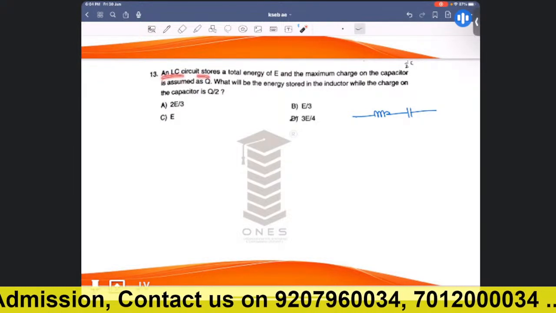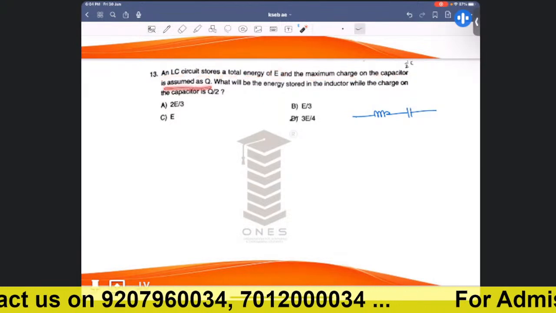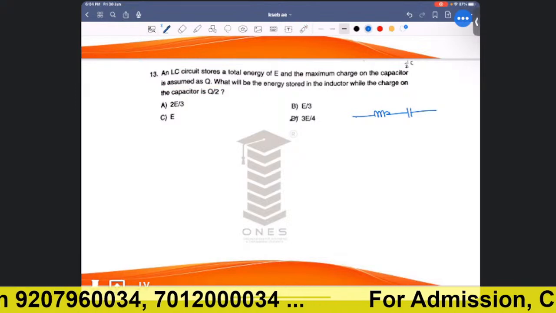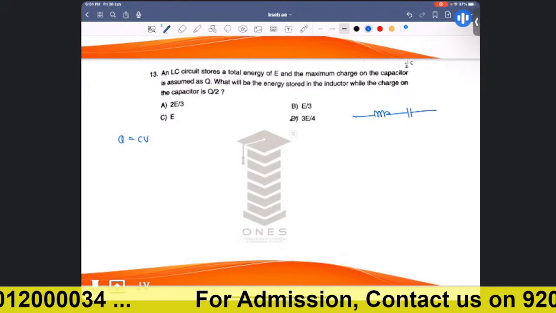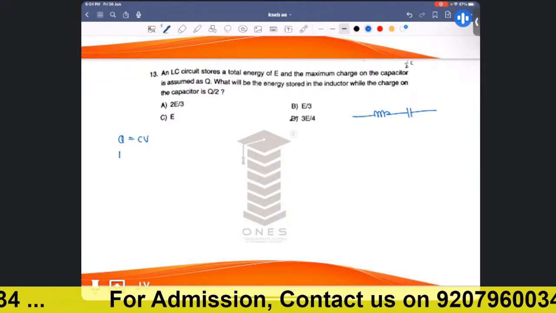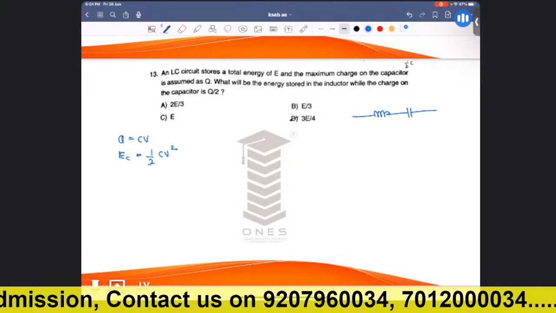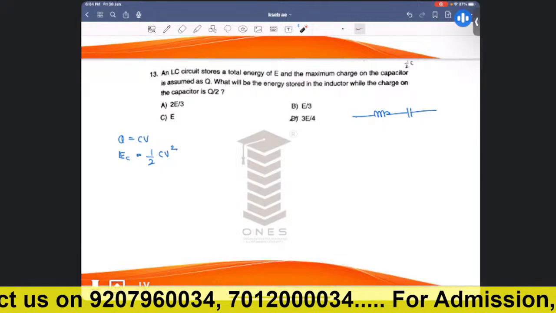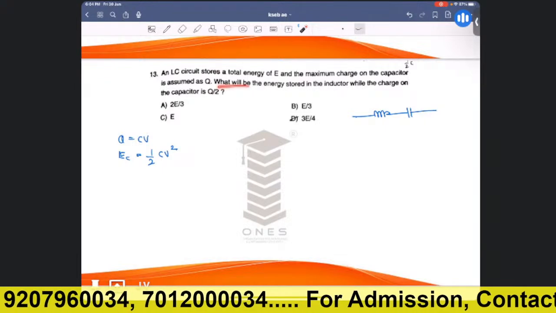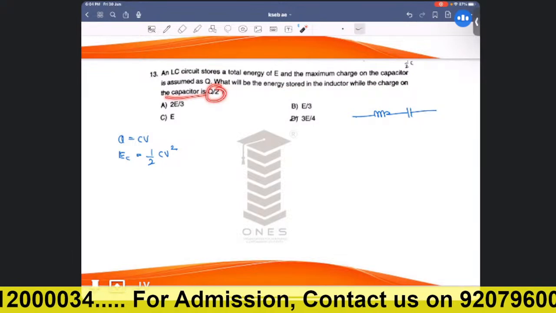An LC circuit stores a total energy of E and the maximum charge on the capacitor is assumed as Q. Q is equal to CV, and the energy of the capacitor is equal to half CV square when maximum charge is stored in the capacitor. What will be the energy stored in the inductor while the charge on the capacitor is Q by 2?